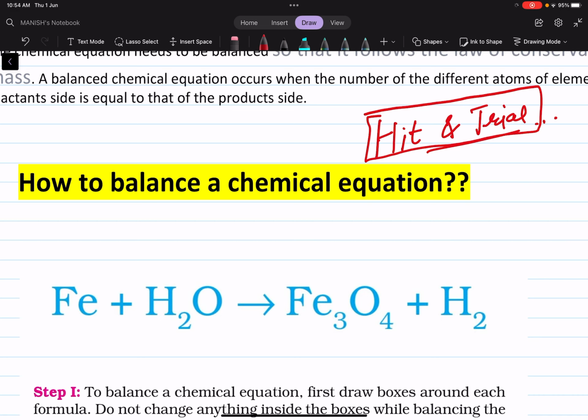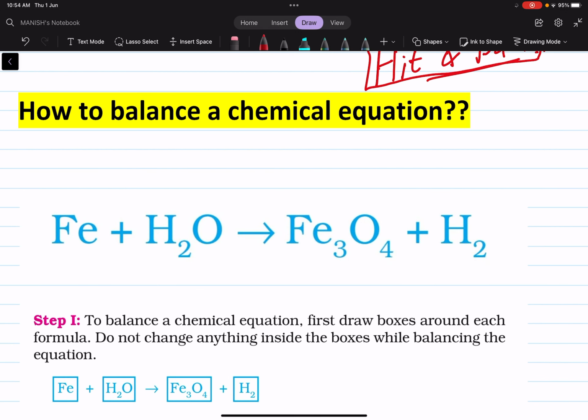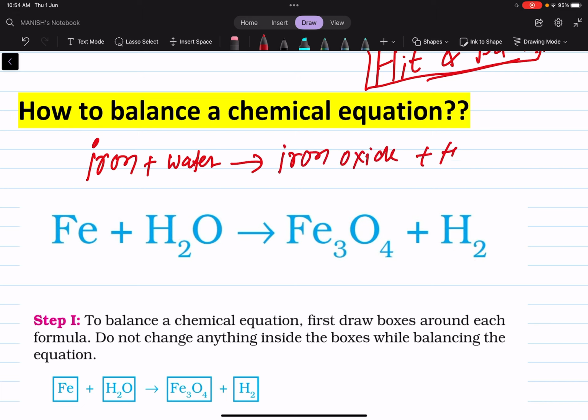Let's try to balance this particular equation. The chemical reaction is that when iron reacts with water, we get iron oxide and hydrogen gas. This is a chemical reaction and the symbolic form is called a chemical equation. So iron plus water gives iron oxide plus hydrogen gas.